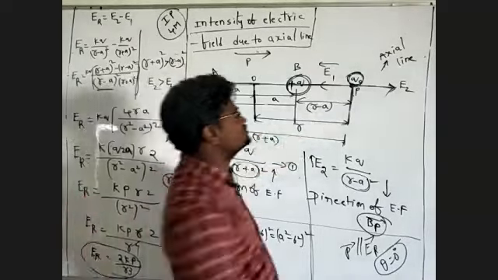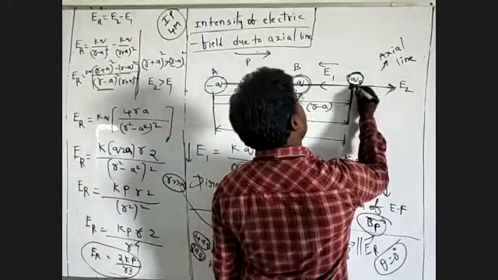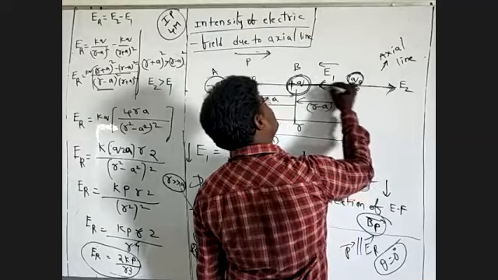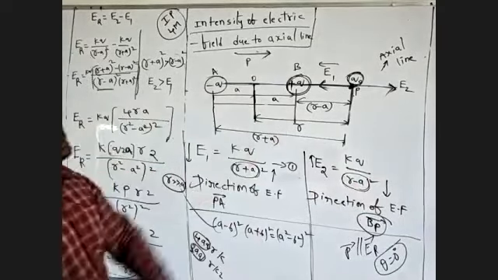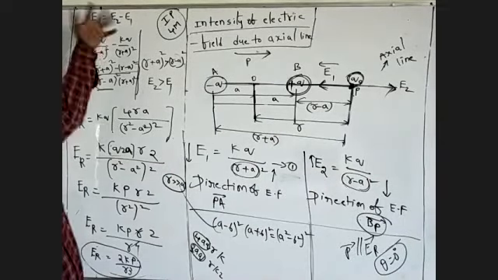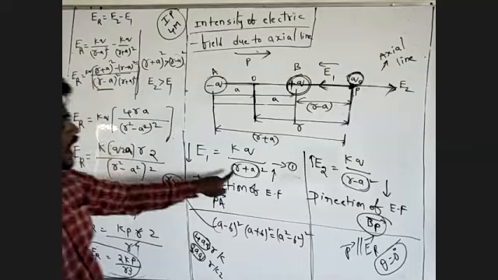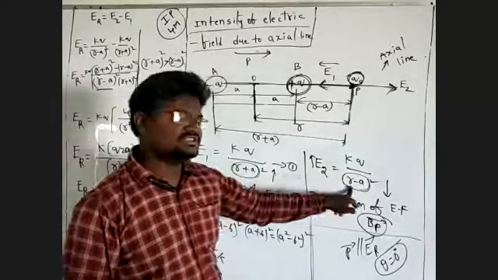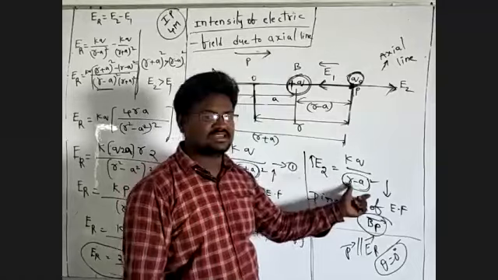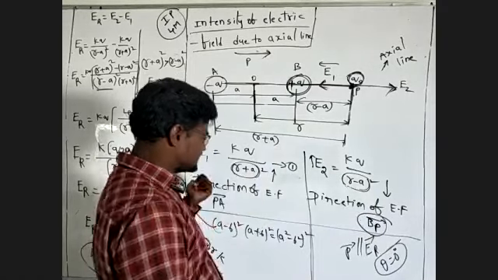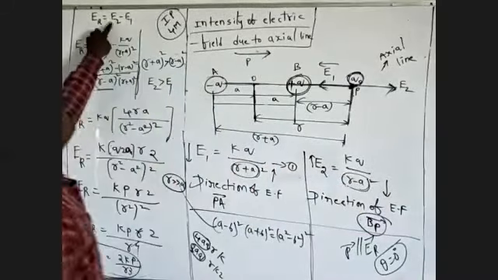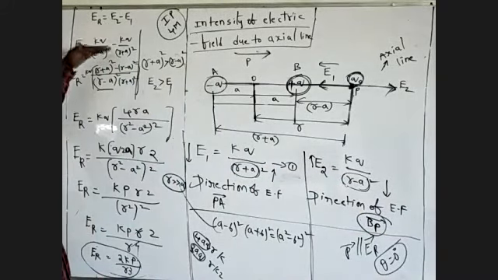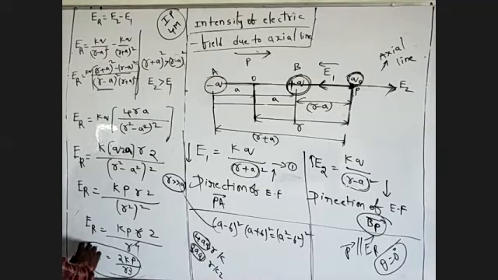Now at this point P, we have two directions of electric field, one in this direction and another in this direction. Which one is greater and which one is lesser? R plus A is the greater distance, and R minus A is the lesser distance. More distance means less electric field, and lesser distance means more electric field. Now E2 minus E1, we are going to simplify this equation.